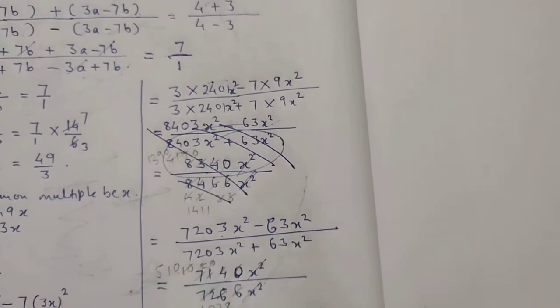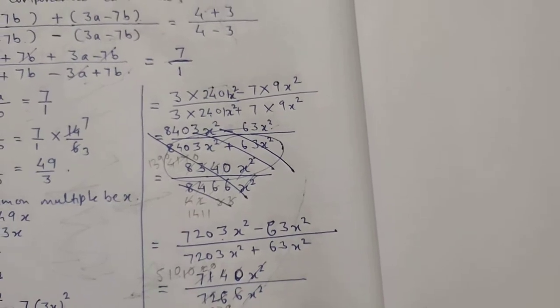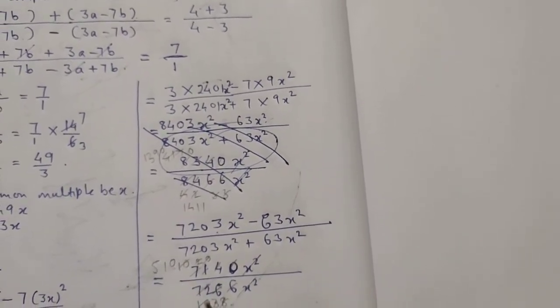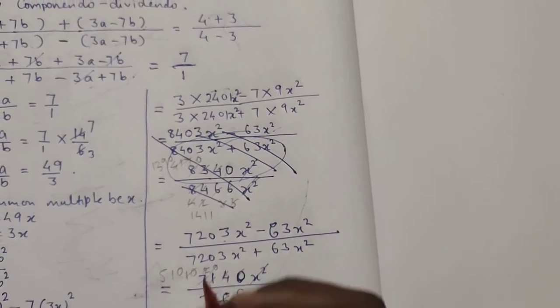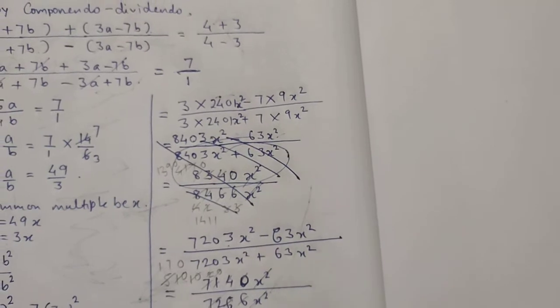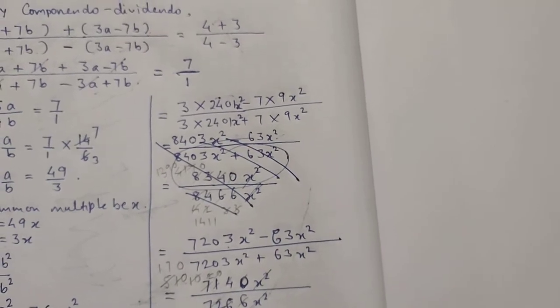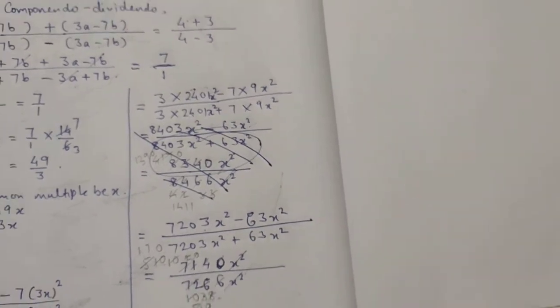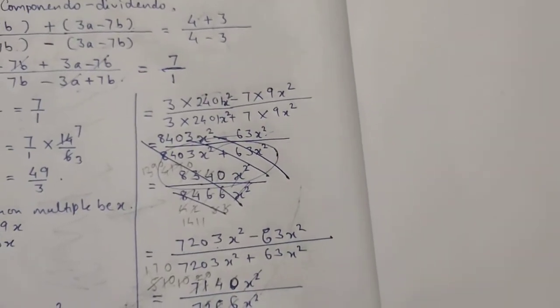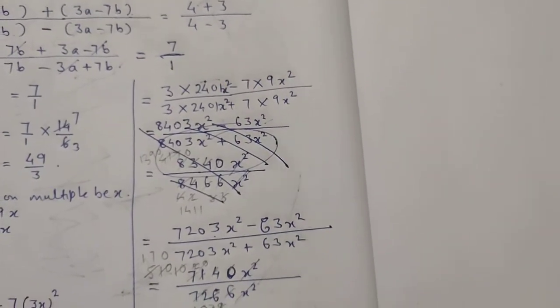Here you are going to get 5 10. 2 5s are 10, 1, 9. Here you are getting 5 1 9. Again you have to do cancellation by 3. So 1, 7, 0. Here 1, 7, 3. So finally you are going to get 170 upon 173 in this case.